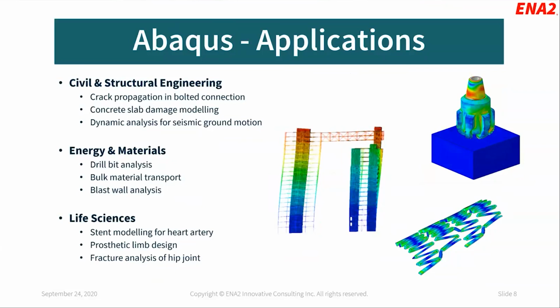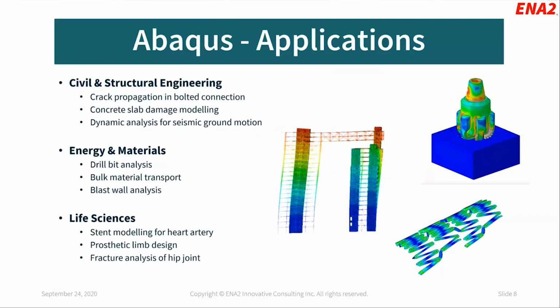Abaqus is useful in mining and energy industries where machine components are used for operations. For example, in the top right animation, you can see the stress distribution of a drill bit as it's driving into the rock. You can also use Abaqus for bulk material transport, simulating the stresses on the conveyor systems as raw material is being loaded, transported, and deposited. And finally, you can perform blast wall analysis to see how well your structure protects people against explosions.